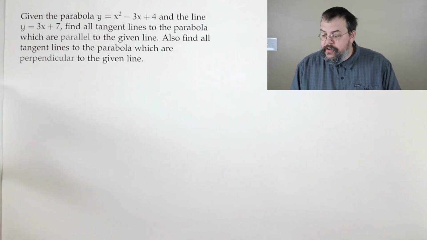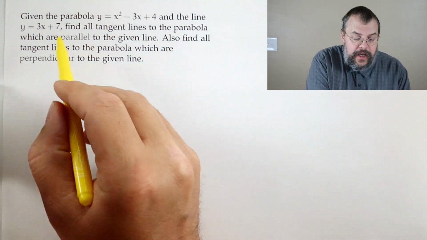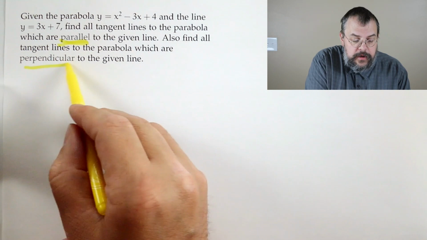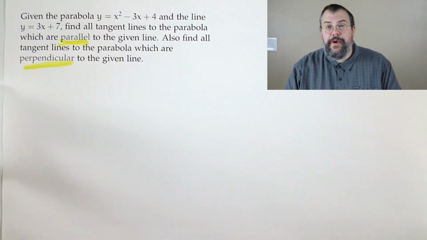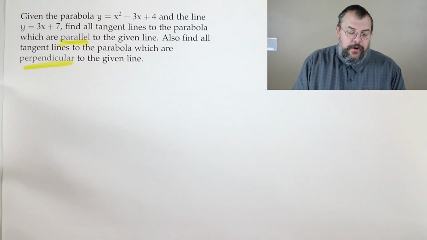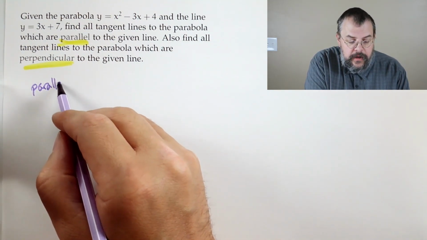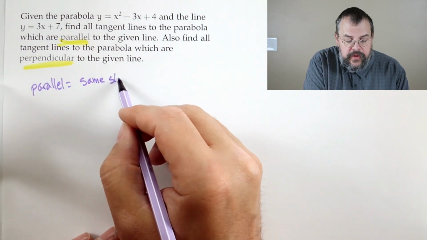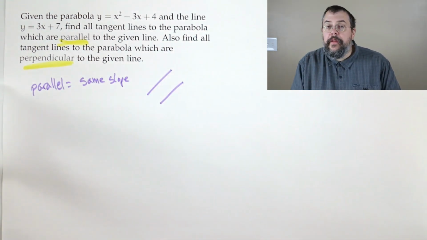All right, so this is a good time to remind ourselves what various things mean. We have two words we have to focus on: parallel and perpendicular. Let's start with parallel. Two lines are parallel if what? They have the same slope. So in other words, these run together.